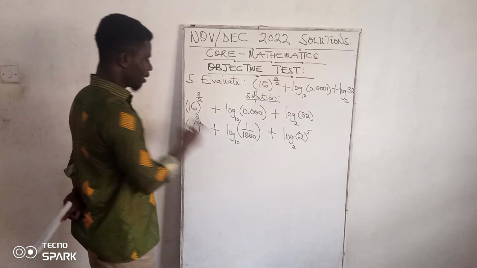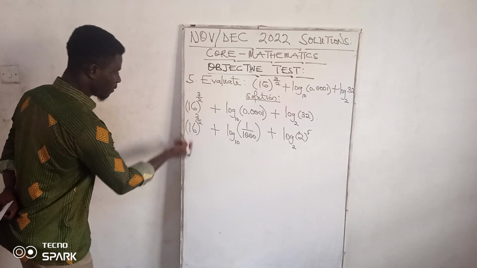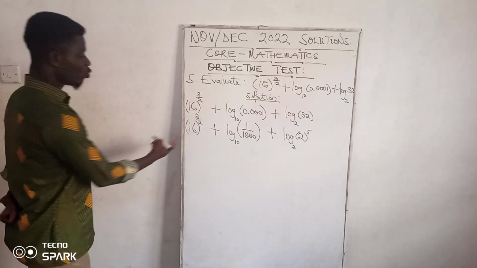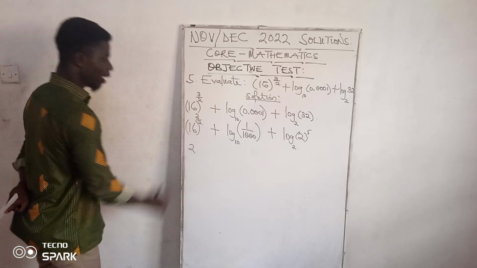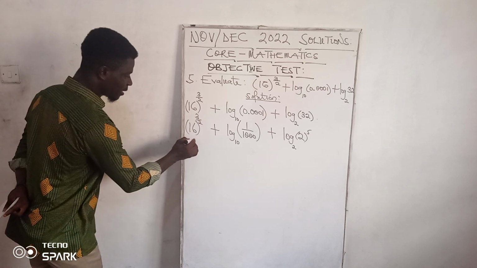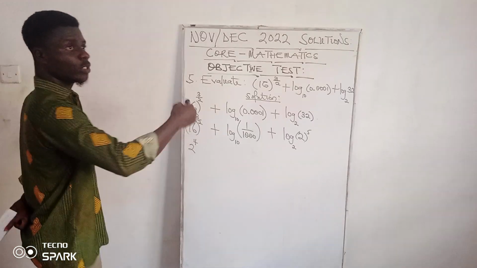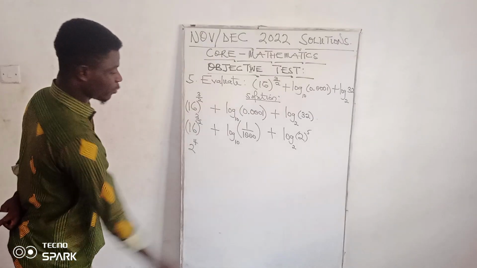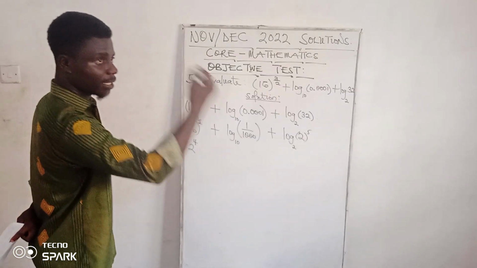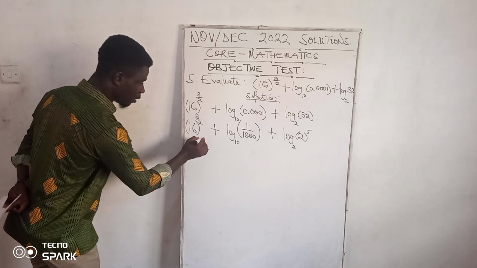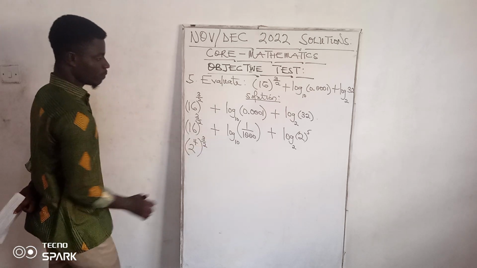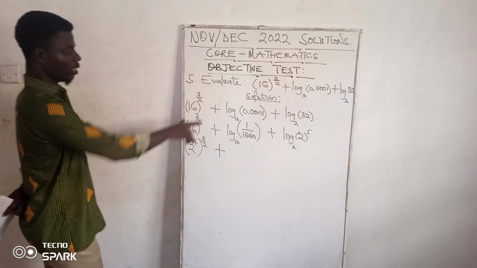All right, so better still again here. This 16, I can change it to a base of 2. So I get 2 exponent 4, because 2 times 2 is 4, then times 2 is 8, 8 times 2 is 16. Then all exponent 3 on 2. Then plus. Now, this guy, let's see something here.